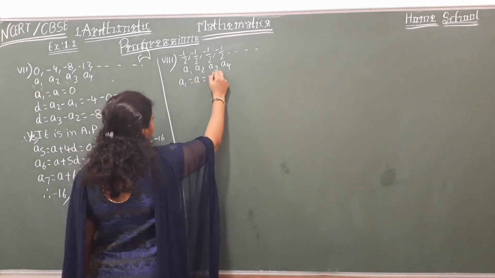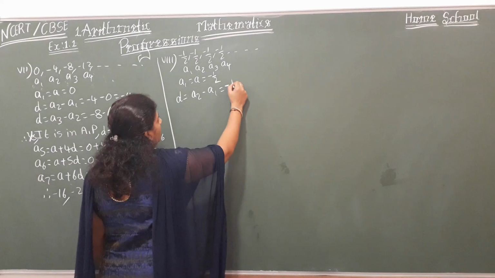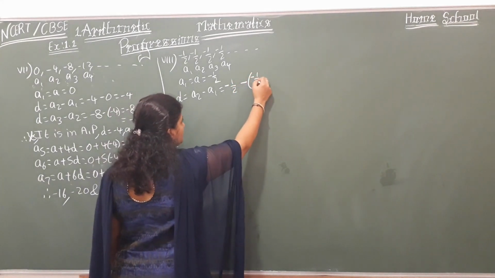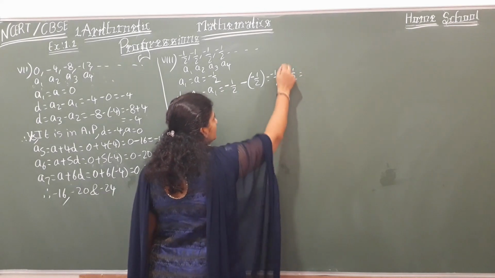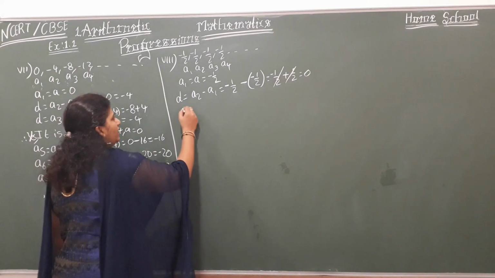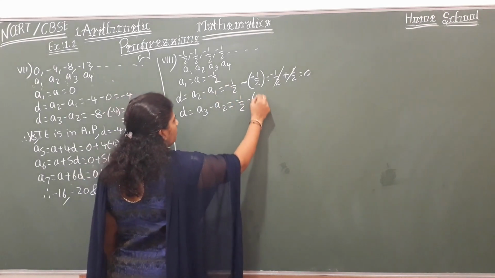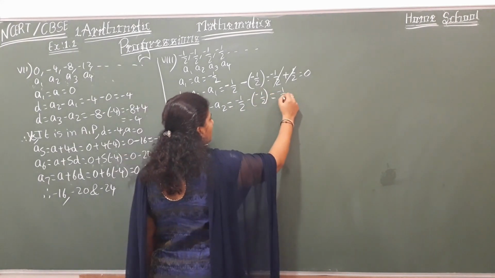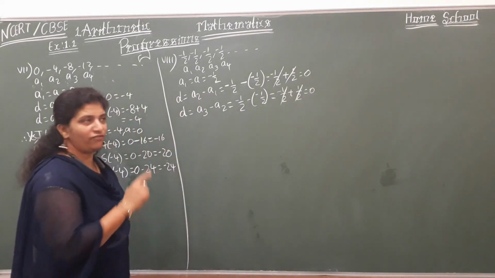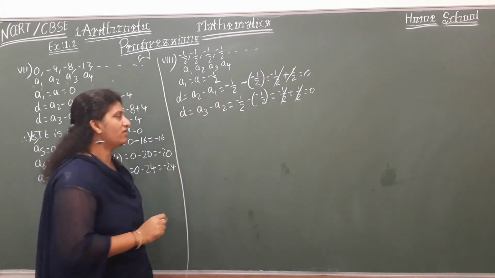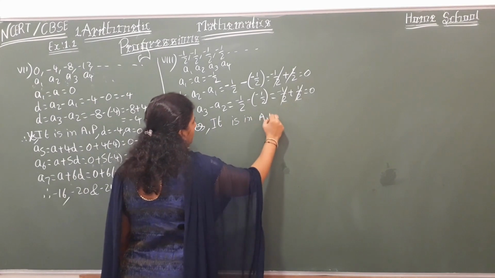A1, the first term, is equal to minus 1 by 2. Your common difference A2 minus A1. What's your A2? Minus 1 by 2. Minus of minus 1 by 2. You have to use brackets. Minus into minus, plus 1 by 2. What happens here, children? Cancel. 0. Then next common difference, A3 minus A2. A3 value is minus 1 by 2, minus of minus 1 by 2. That will be minus into minus, plus 1 by 2. Again, 0. Yes, D is constant with a fixed value. D is 0, 0. Therefore, what can you say? Yes, the given sequence is in AP.